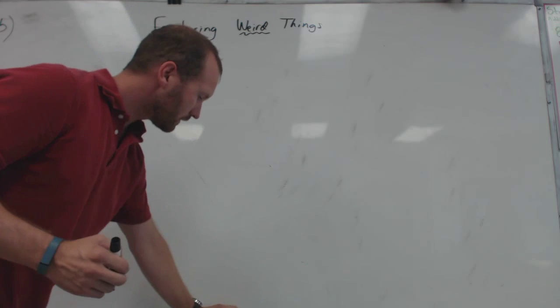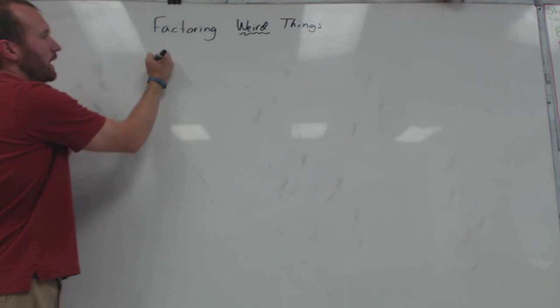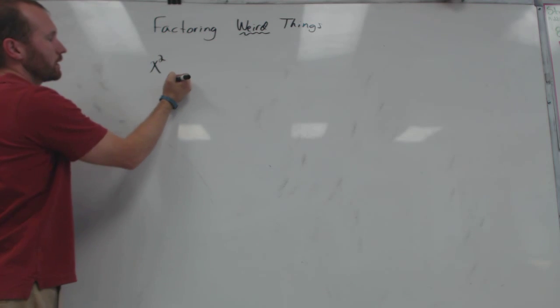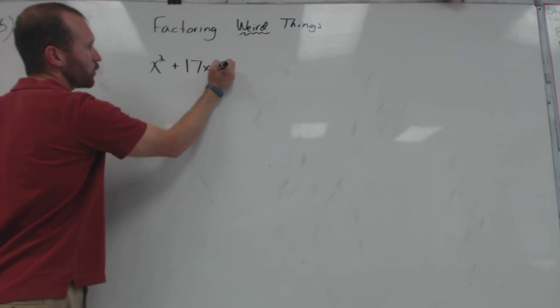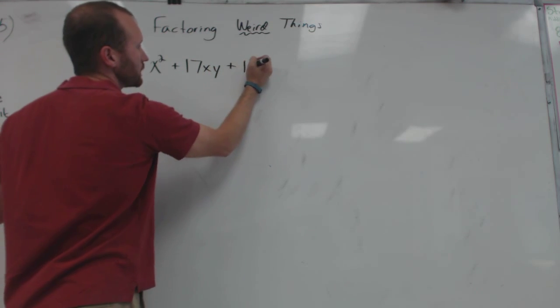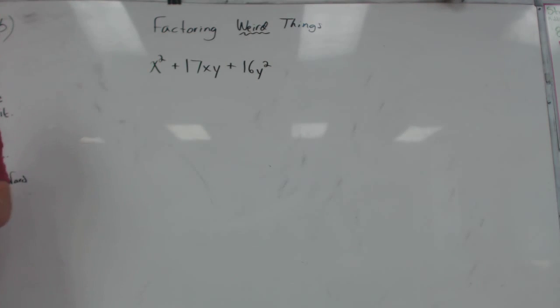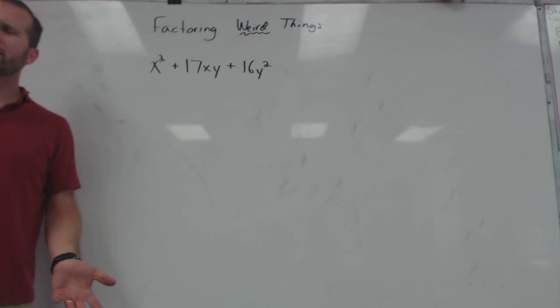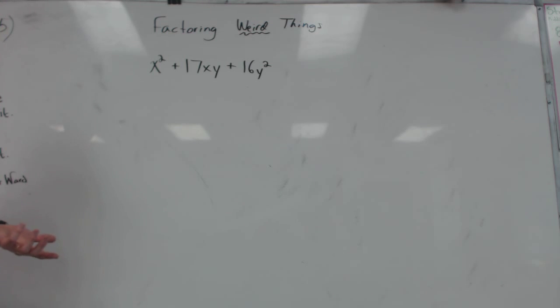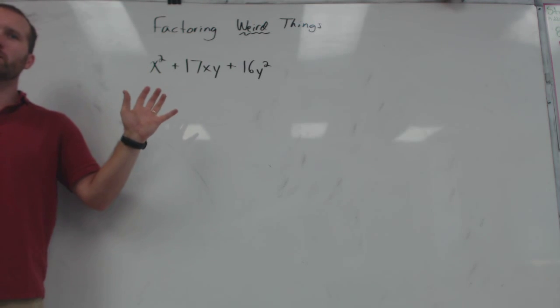Last thing that will be on your homework for this is this type of problem. Let's say I had x squared plus 17xy plus 16y squared. So this looks weird because you're like, wait a second. Two variables? How am I going to factor two variables? The cool thing is, as long as they follow this pattern, you can kind of ignore the variable.